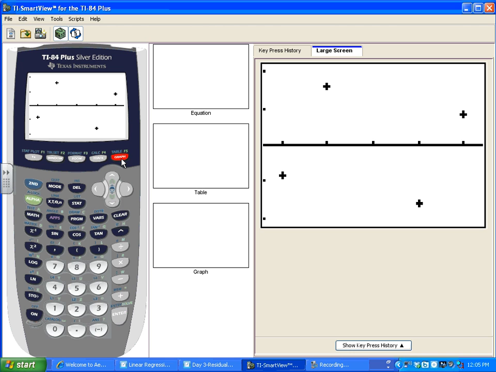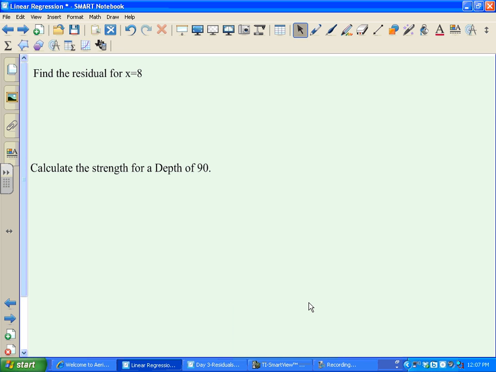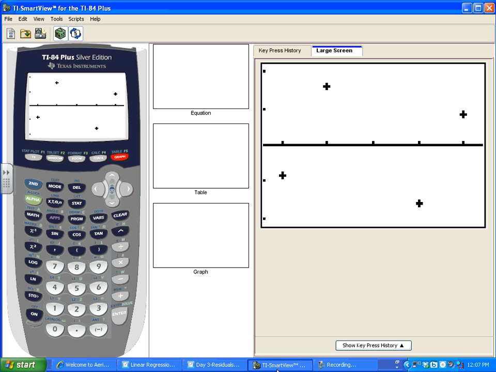I can't get mine to work. When I do second stat, I only get one number. The residual for X equals 8, 0.52. You can find that by just highlighting it. If you have your residual plot up, you can hit the trace function and go to where X equals 8. Again, I have the soccer data up. You can just trace over to X equals 8. 0.4986. Okay. So I'm guessing something's not right there.